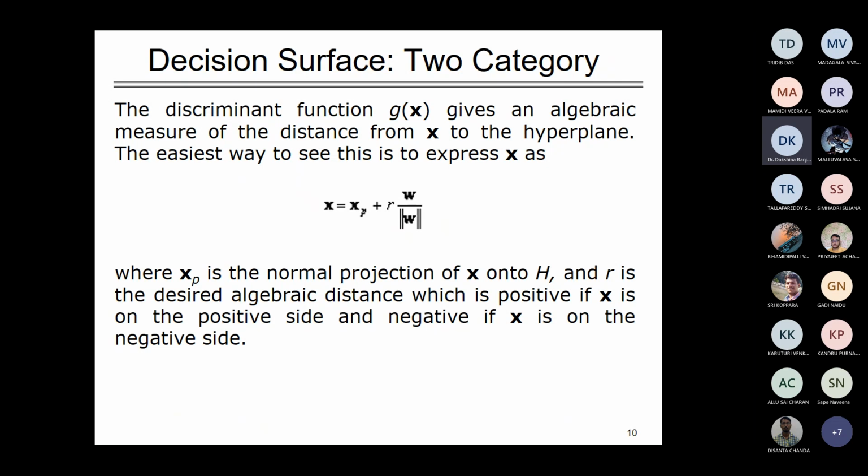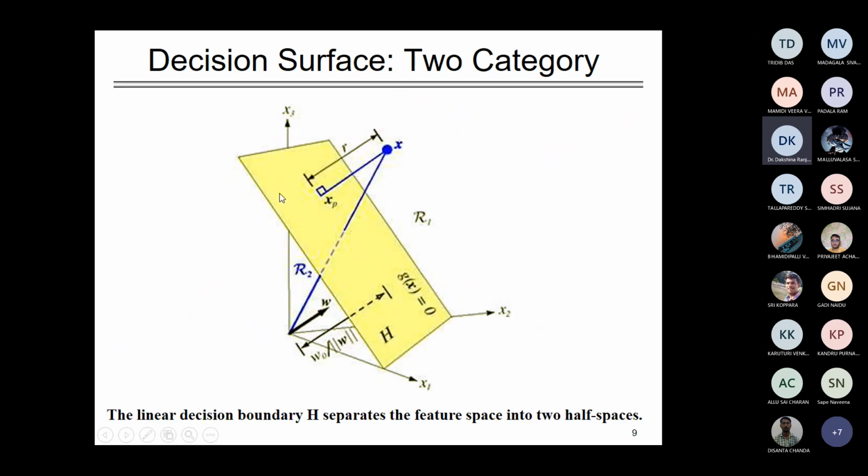The discriminant function g(x) gives an algebraic measure of the distance from x to the hyperplane. So what is x? If we consider this a feature point or a feature vector x, from this point we get a distance to the hyperplane.